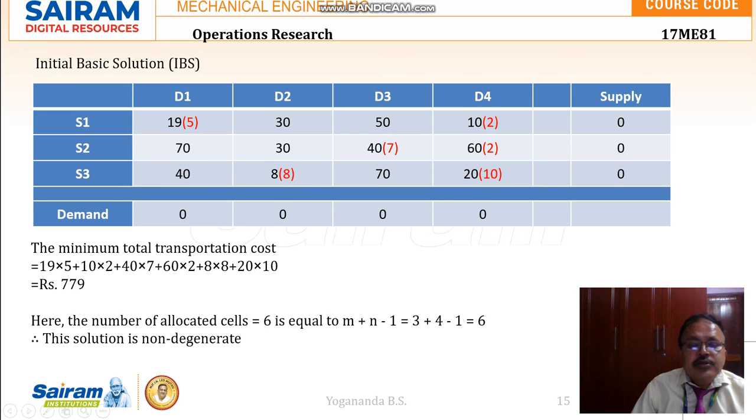779. So we have 1, 2, 3, 4, 5, 6. The number of allocations is 6 and we have m plus n minus 1. So 3 rows, 4 columns. So 3 plus 4 minus 1. So m plus n minus 1 is also 6. So allocations are also 6. So this solution is non-degenerate.